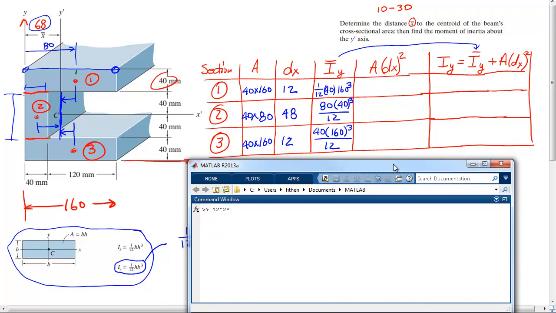Okay. Times, okay, I got the 12 squared times 40 times 160. Big old number, 921,600.